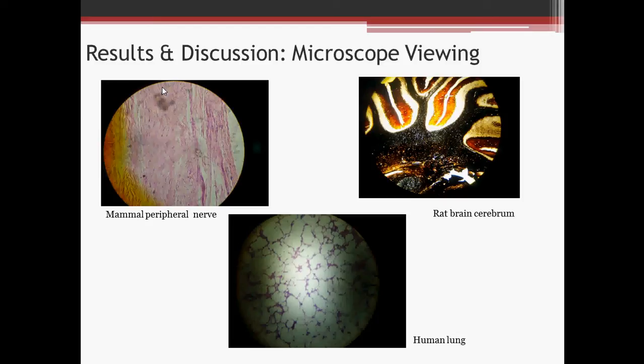Pre-made slides were also viewed of the mammal peripheral nerve, a rat brain cerebrum, and a human lung under the microscope. These slides can be seen respectively. In the human lung slide, alveoli can be seen as well.